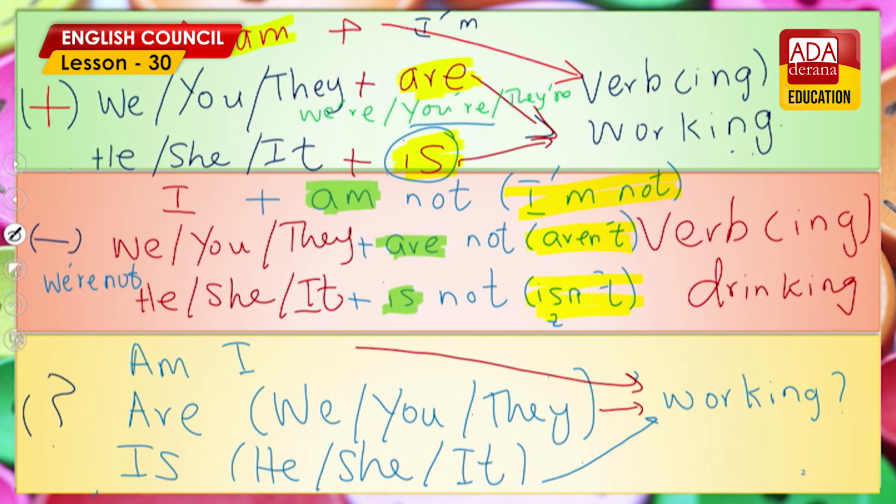Right, okay. Now you know the positive, the negative, the question. All these forms you need to know in this tense. So very easy. Now we are going to start with the green box.